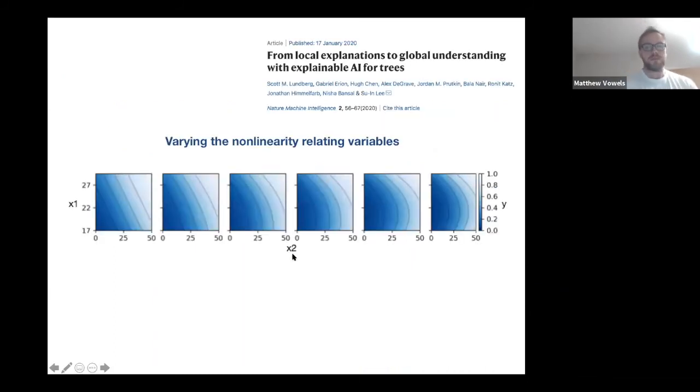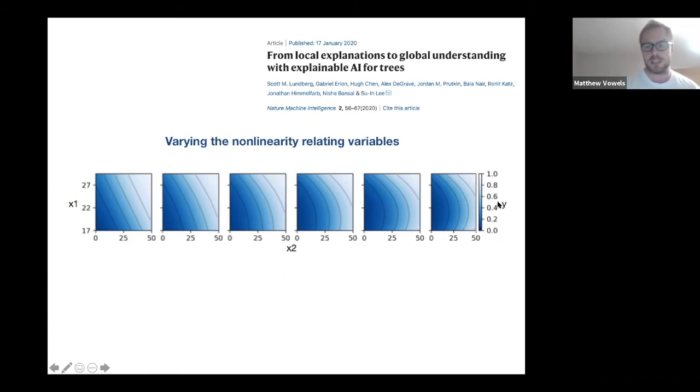Okay, so I want to just now go through an example of how linearity can screw us over a little bit. This is a very simple example. It's adapted from a paper by Lundberg that just came out, where we have three variables, x1, x2, and x3. What we're going to do is progressively increase the nonlinearity in the equation that relates them. You don't have to worry about the specifics, but it's illustrated here in these contour plots.